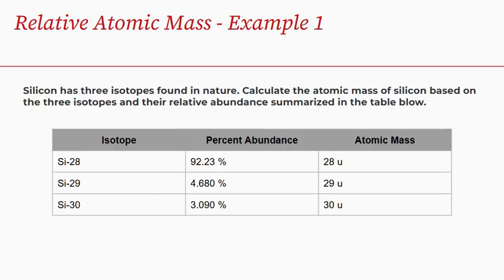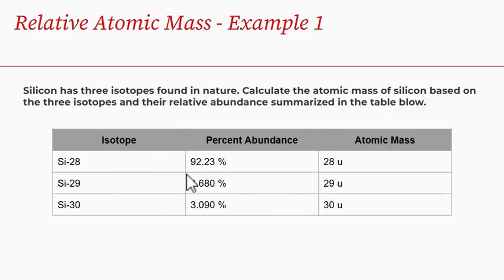Here's an example we'll do together. Silicon has 3 isotopes that are found in nature. Calculate the atomic mass of silicon based on the 3 isotopes and the relative abundance summarized in the table below. So we have silicon 28, silicon 29, and silicon 30.